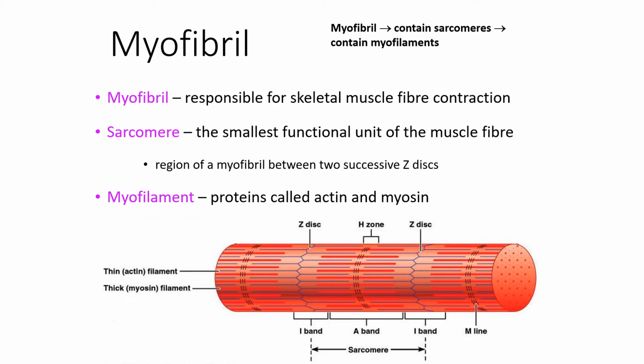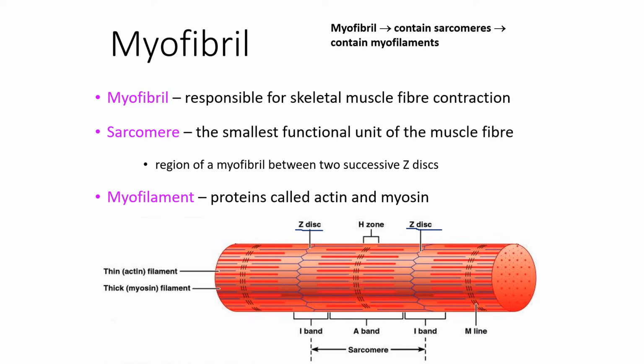It contains sarcomeres, and a sarcomere is the smallest contractile or functional unit of the muscle fibre, and it is the region of a myofibril between two successive Z discs. So you can see that we have a Z disc here and a Z disc here, and the space between those two is called a sarcomere.